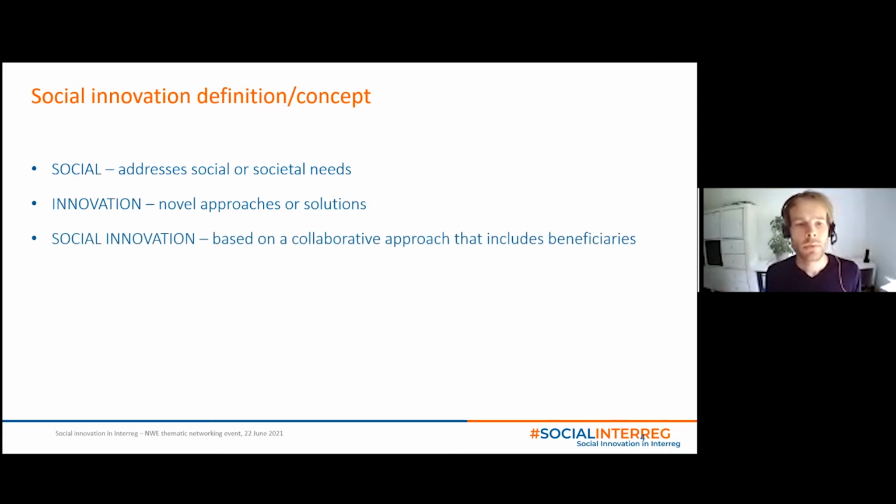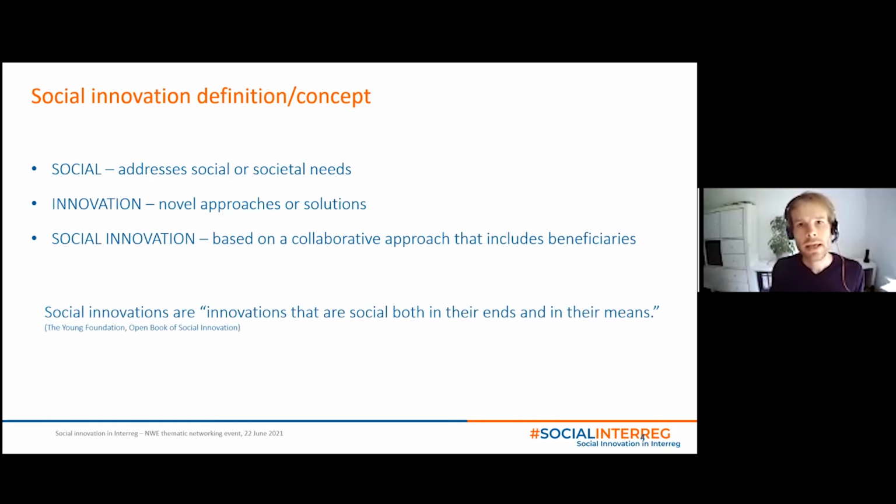And the third one was that many of the projects used collaborative approaches that included the beneficiaries in the development of the innovation, so by participatory approaches, empowering approaches, and so on. And if we put that together, it's summed up well in a definition provided by the Young Foundation of social innovation, stating that social innovations are innovations that are social both in their ends and in their means, meaning that it's not only following a social objective, but also, as I said, the way this innovation is generated is an inclusive one, and beneficiaries are included in the process.